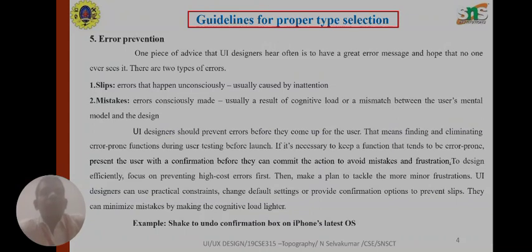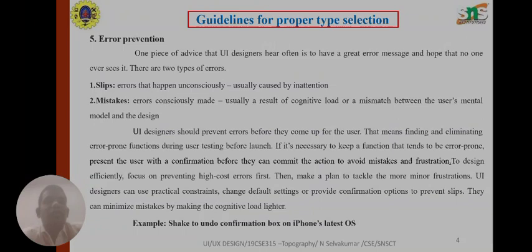Fifth one, error prevention. One piece of advice that UI designers hear often is to have a great error message and hope that no one ever sees it. There are two types of errors, slips and mistakes. Slips are errors that happen unconsciously, usually caused by inattention. Mistakes are errors consciously made, usually a result of cognitive load or a mismatch between the user's mental model and the design. So UI designers should prevent errors before they come up for the user.